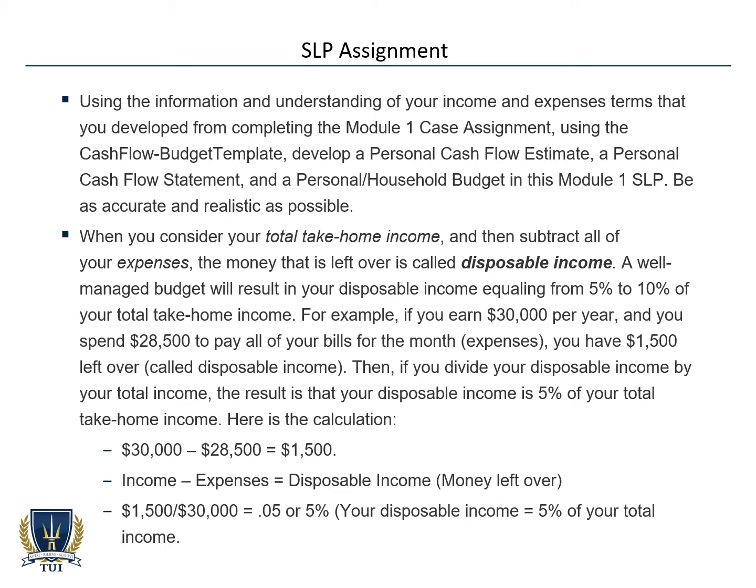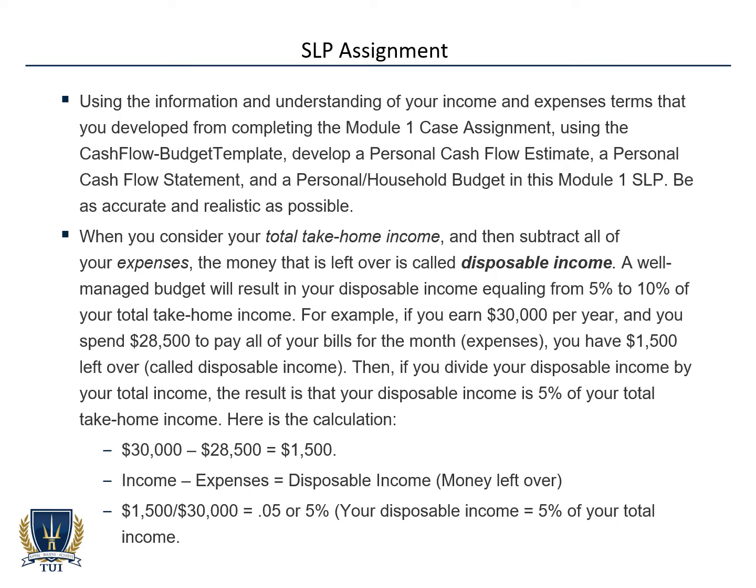When you consider your take-home income and subtract all your expenses, the money left over is your disposable income. A well-managed budget will result in your disposable income equaling 5 to 10% of your total take-home income. So if you make $6,000 a month, your disposable income should be between $300 and $600, right?